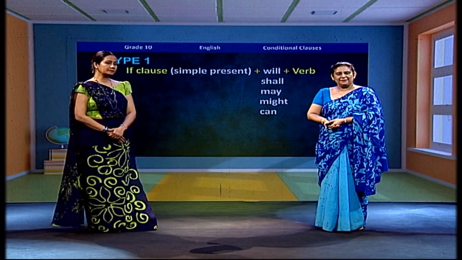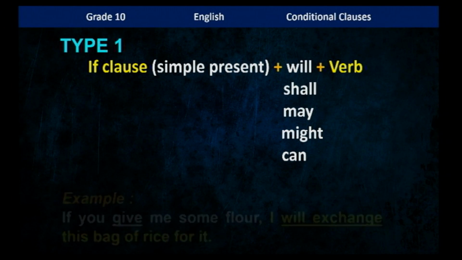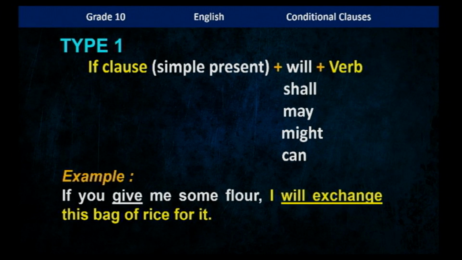So shall we, Miss Nirmala? Yes, there is a sentence structure, children. You can look at the screen now. The if clause usually comes in simple present, and the result part with the future plus the verb. Instead of will, we can use shall, may, might, and can as well. So remember, if clause, simple present, and the result, future plus the verb. Look at the example. If you give me some flour, give is simple present, and the result part is will plus the verb. I will exchange this bag of rice for it.